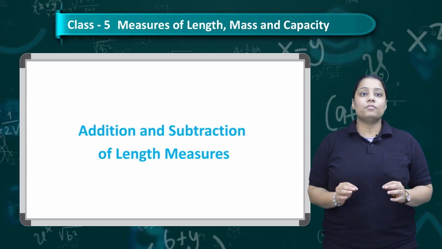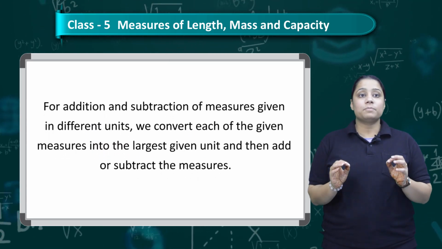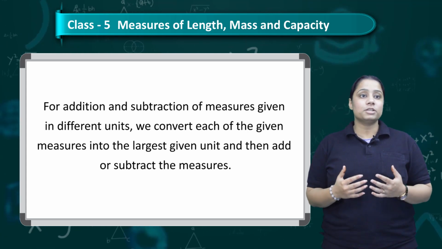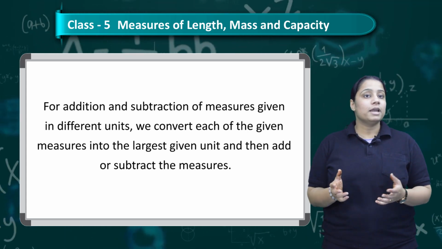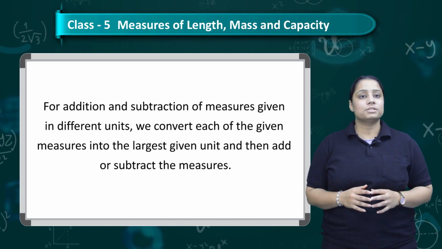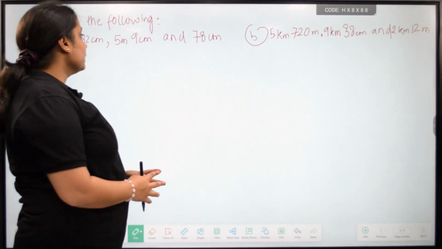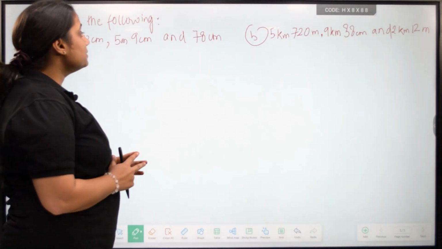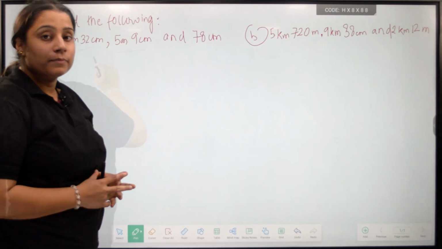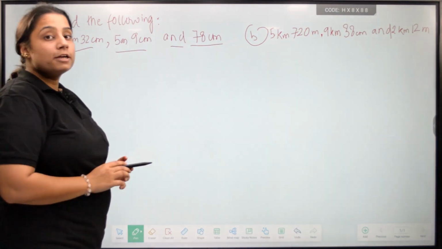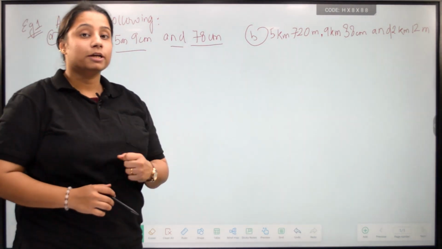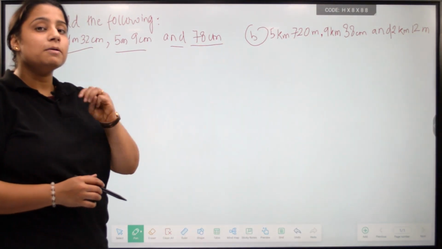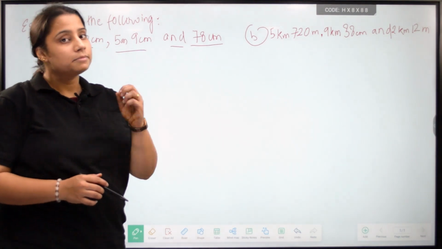Addition and subtraction of length measures. For addition and subtraction of measures given in different units, we convert each of the given measures into the largest given unit and then add or subtract the measures. Example 1, add the following. In part A, we have 4 meter 32 centimeter, 5 meter 9 centimeter and 78 centimeter. In order to add all the numbers, we need to convert them into a single unit, either centimeter or meter. Here I am going to convert all three numbers into meters.